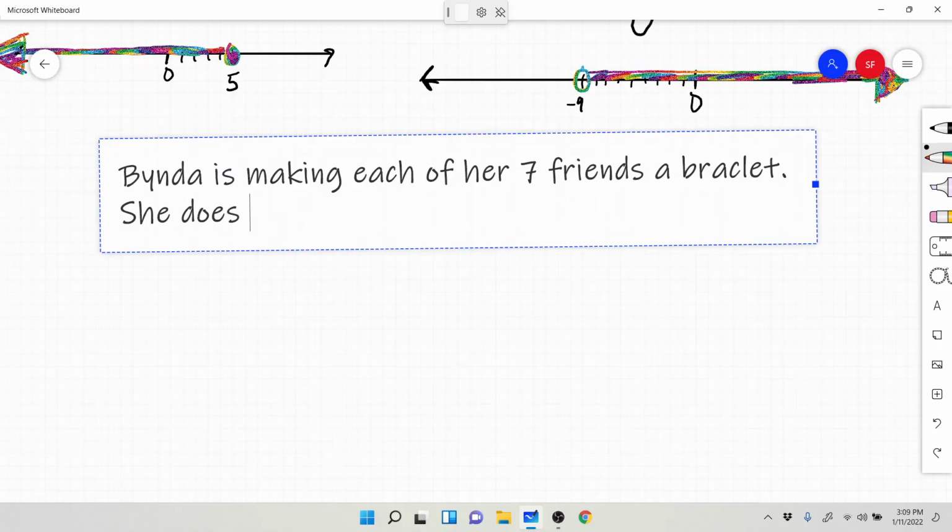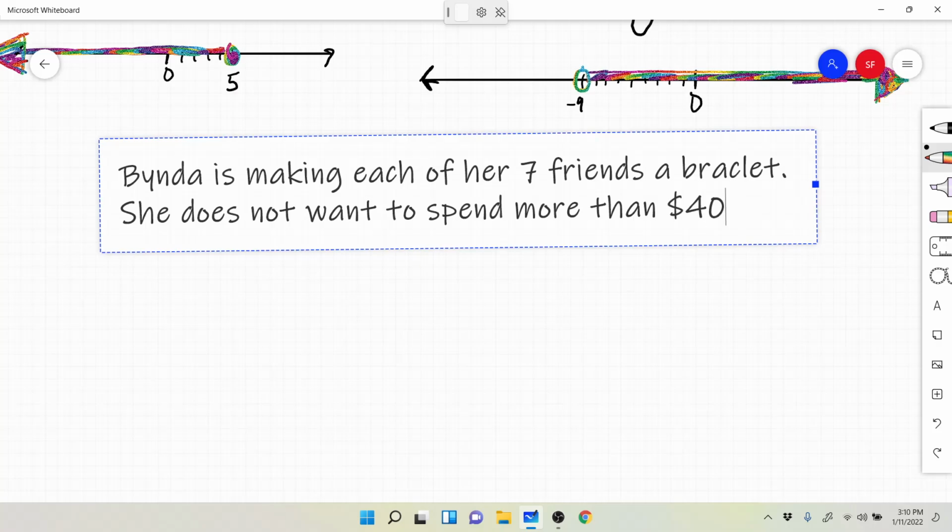She does not want to spend more than $40. You said you didn't care. Okay, Binda. All right. $40. That's fine. $40. We want to find the maximum cost for each bracelet.